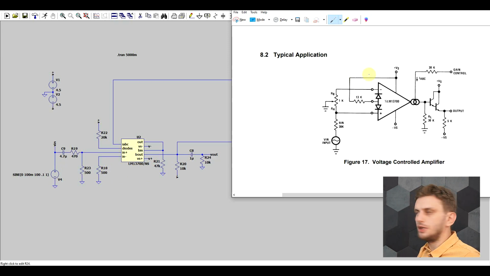Now in the typical application, here we have a 1 kilo ohm variable resistor, and that is what I'll be using in my actual project. The variable resistor is important for offset compensation. We have this diode pin connected to the positive supply, so in the application it's 13 kilo, I used 20 kilo ohms. The exact value influences the maximum gain, but also the linearity.